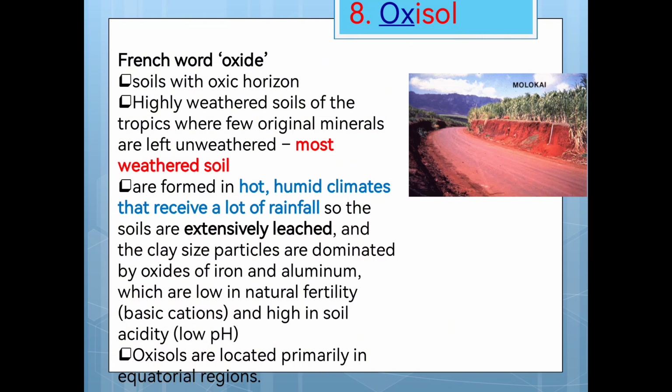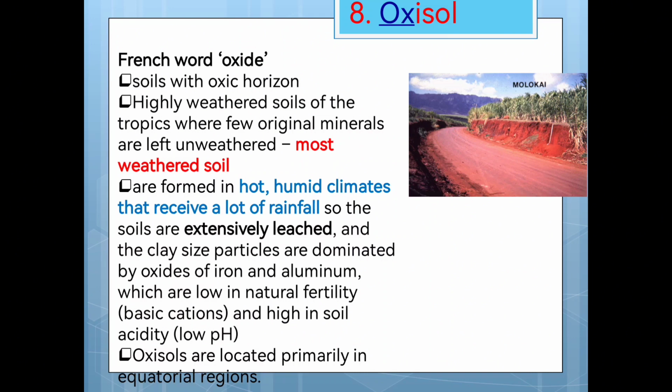Then, of course, we have oxisol. Oxisol, it's coming from the word oxide. These are soils with oxic horizon, very red soils. They are highly weathered soils of the tropics where few original minerals are left unweathered. So very, very weathered siya. They are formed in hot, humid climates that receive a lot of rainfall, so the soils are extensively leached, and the clay-sized particles are dominated by oxides of iron and aluminum, which are low in natural fertility and high in soil acidity.